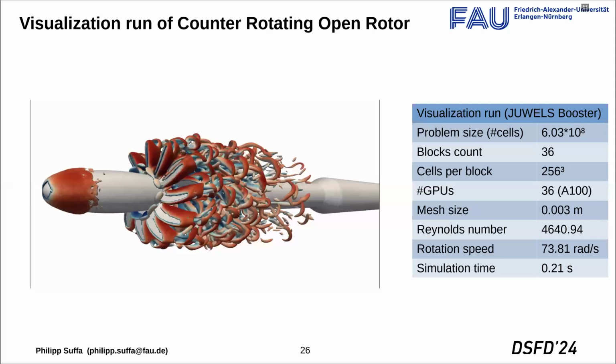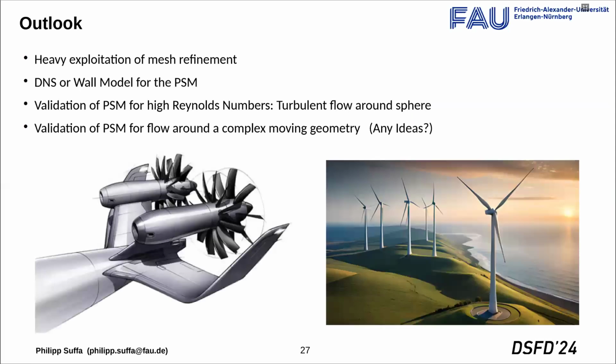But of course, as you can see here already, the Reynolds number is still quite low. So we did not try to push the Reynolds number higher yet. This is the next step. That means what we really want is Reynolds numbers of 1 million or more for these two test cases here. That means we want heavy exploitation of mesh refinement.